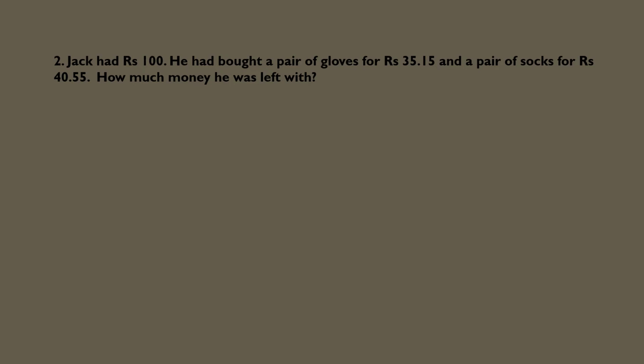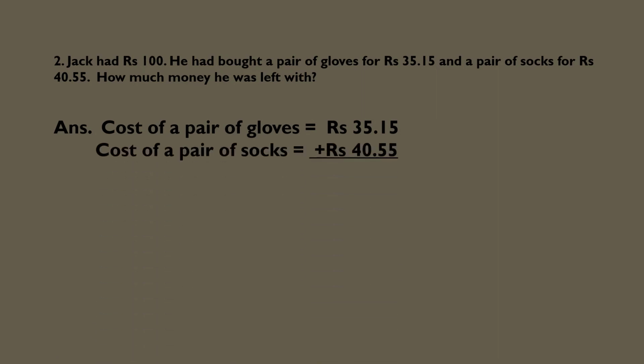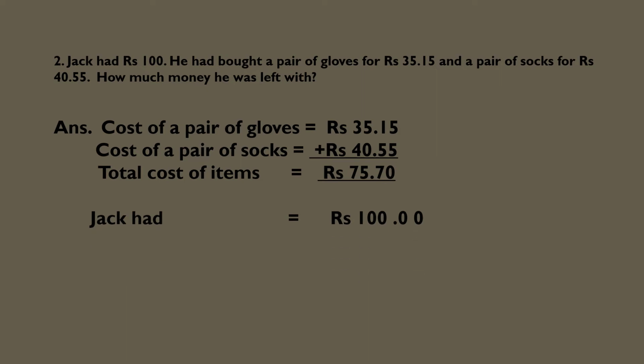So what you will do first? You will first add up the cost of items he purchased. That is a pair of gloves and a pair of socks. When you will add, you will get the total cost of items, that is rupees 76.05 paisa. This much he spent on the items. Then the money he had, that is rupees 100. Jack is having rupees 100 with him. Out of that he spent rupees 76.05 on the cost of items.